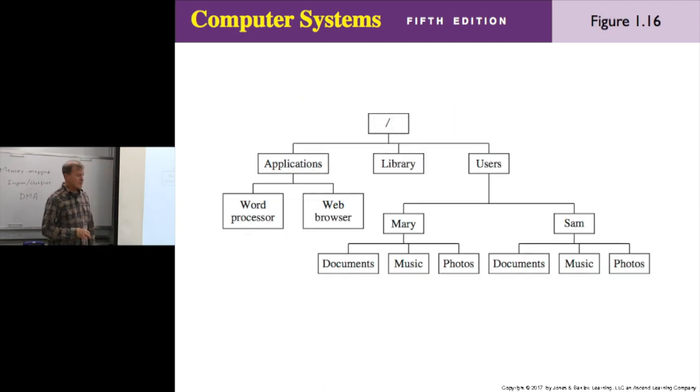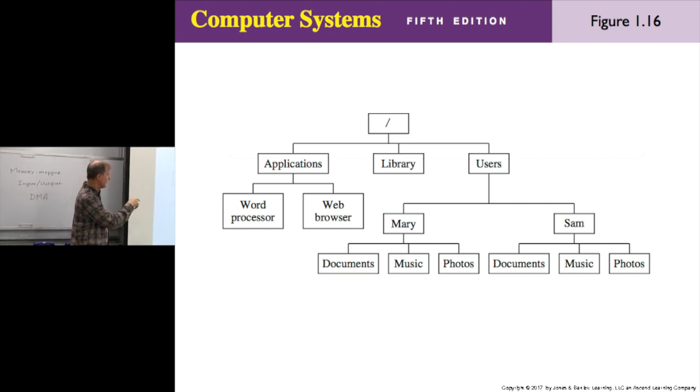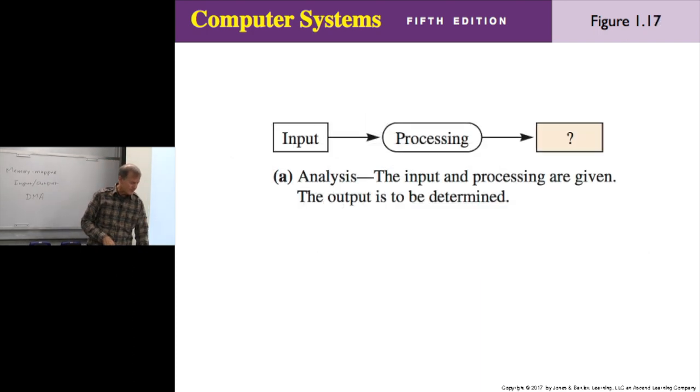And here in figure 1.16, what kind of a diagram is this? Hierarchy. And this is like a typical file system in a Linux or OS X computer. So that slash is the root directory, and each one of those boxes represents a directory that has files in it. So you've got applications, library, users, you might have Mary and Sam, and Mary might have documents, music, and photos, etc. Okay? And then the operating system manages all that stuff. That's what the operating system does.